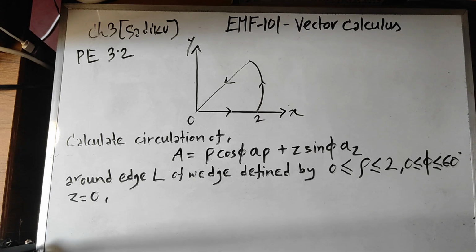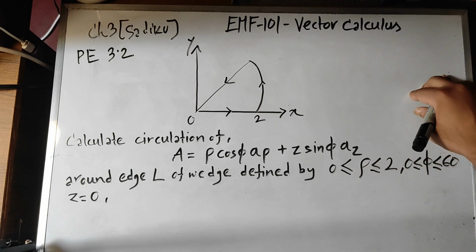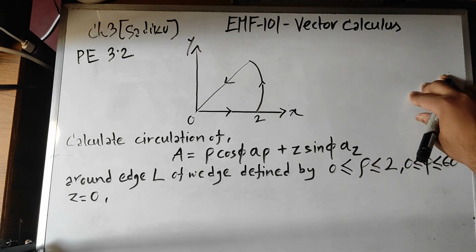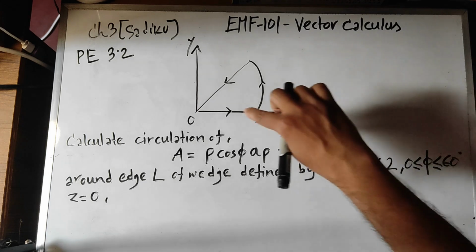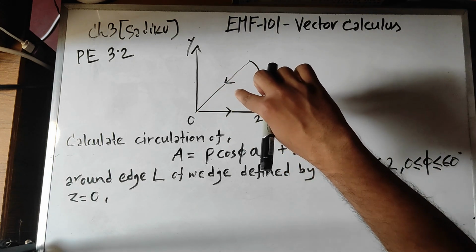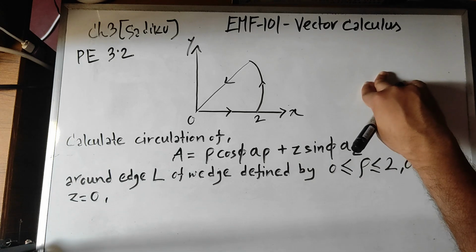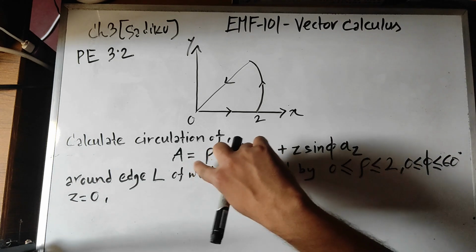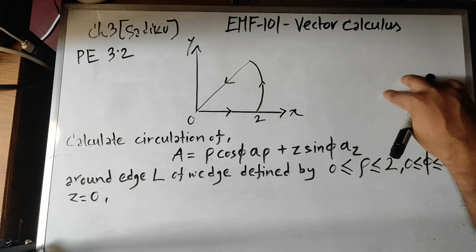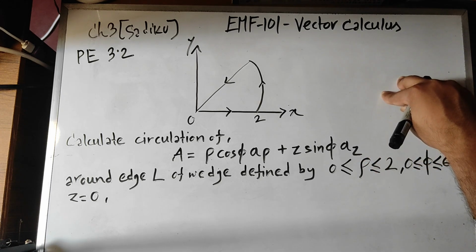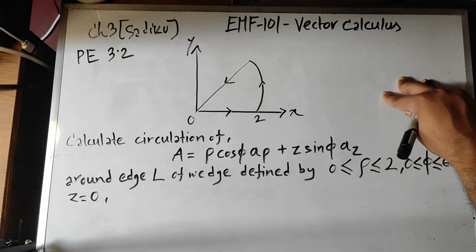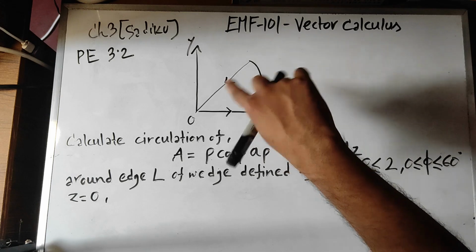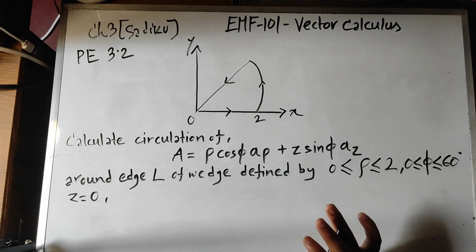In this video I'm going to take on a practice exercise problem. So let's get started. The problem is given here. In this problem we have to calculate the circulation of this figure for this vector. Basically, we have to find the line integral of this closed loop, and that's it. So let's get started.